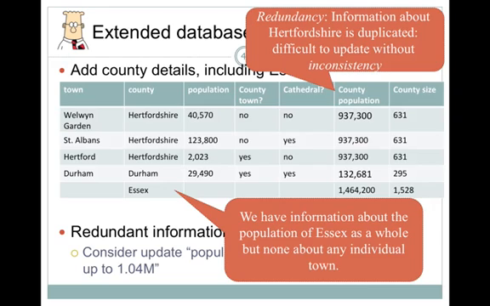And there seems to be something else unsatisfactory about this new table. We've got some information about the population of Essex as a whole, but we don't have any information about individual towns in Essex. So Essex is not being treated in the same way as all the other counties. And this is a problem of not having every row in the table following the scheme of the table. Not all of the columns are filled in for the row that contains the county of Essex.